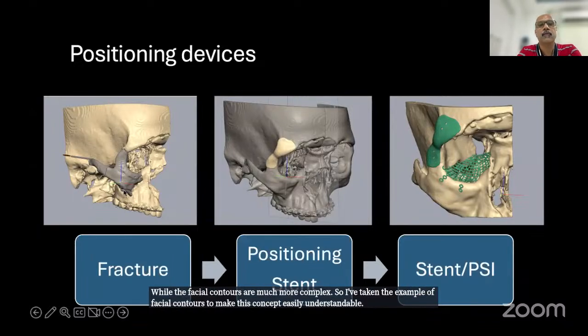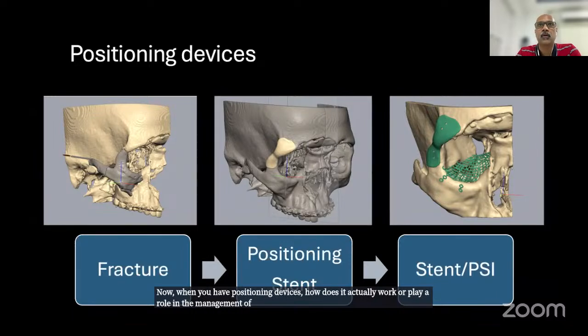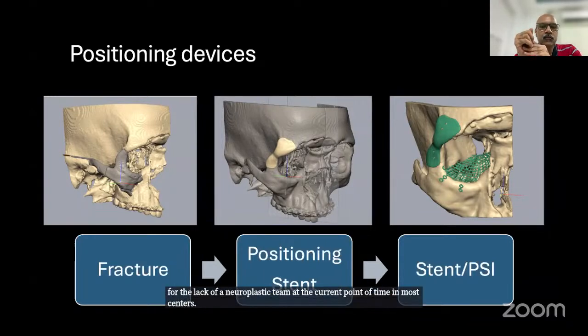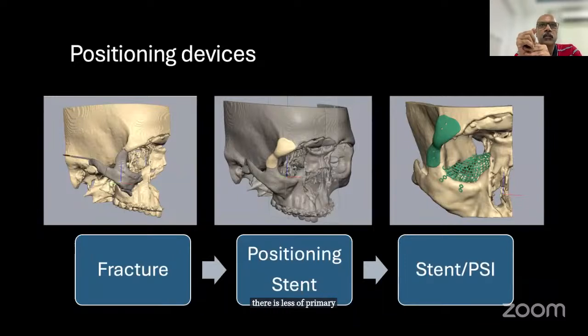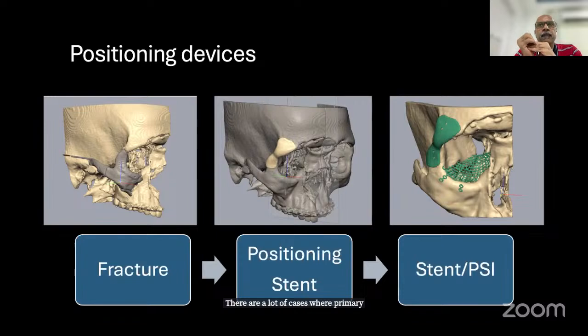Now, when you have positioning devices, how does it actually play a role in the management of secondary trauma, where your trauma has already happened and the bones have already fused? In most cases, this is how we see the patients, because of the lack of a neuroplastic team at the current point of time in most centers, there is less primary facial trauma management during head injury management. So it's generally staged. There are a lot of cases where primary management may be possible, but it is not done because of lack of awareness and lack of coherent teamwork.